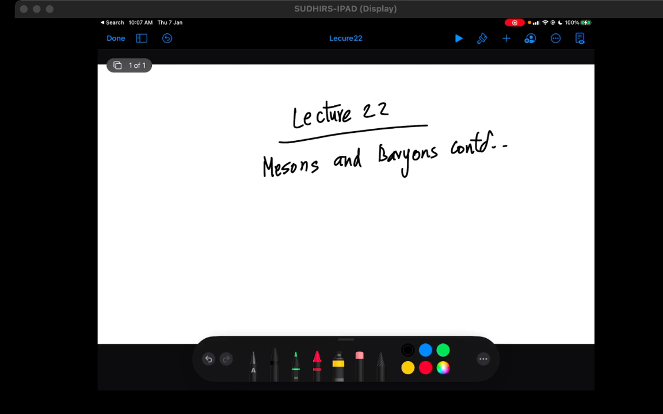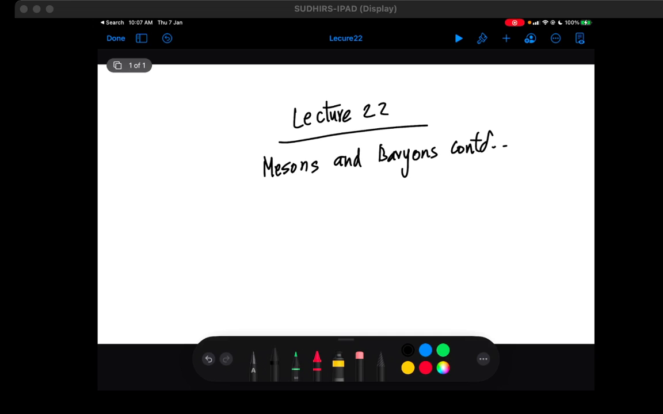So let's come back to understanding mesons and baryons in this lecture. In the previous lecture, at the end of the lecture, we were looking at organizing all these discovered mesons and baryons into various graphical patterns.